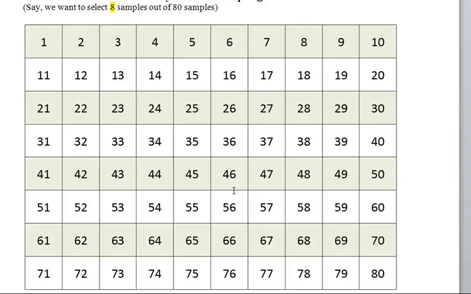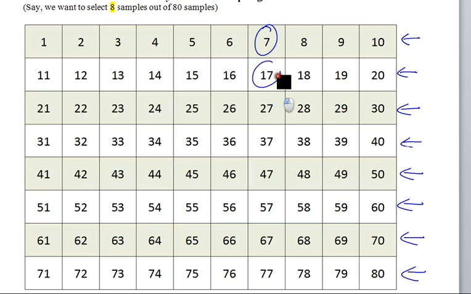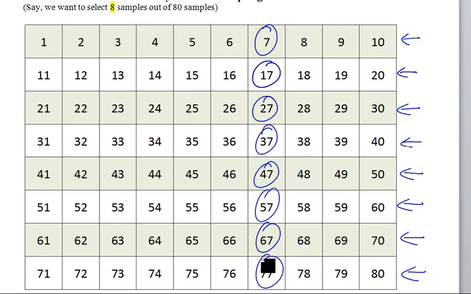Correct? 8 rows. 1, 2, 3, 4, 5, 6, 7, 8. If I pick 1 per row, my job is done. So the idea of systematic sampling is this. I randomly generate a number from 1 to 10. Let's say, for example, I get 7. The other 7 samples, very easy. I just take 17, 27, 37, 47, 57, 67, 77. Done. I've got 8.